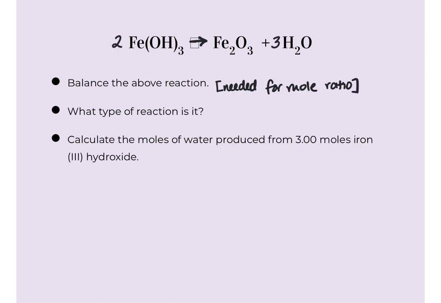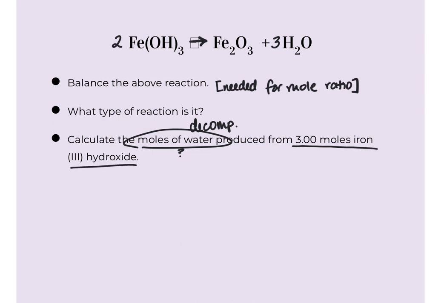This type of reaction is a decomposition problem. It's always my hint that it's a decomp problem if I only have one reactant. So in this case, I only have one reactant. In this problem, I'm being asked to calculate the number of moles of water that are produced, so that's my unknown, if I'm starting with 3 moles of iron hydroxide.